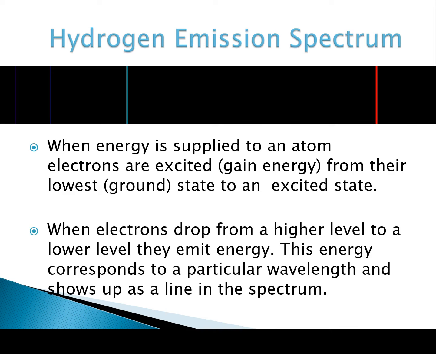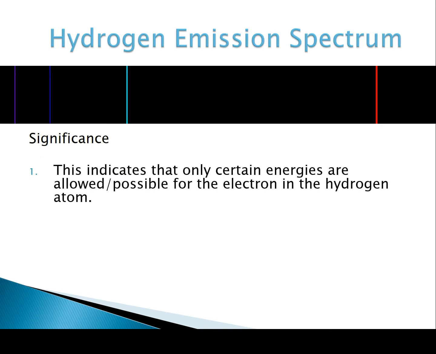Now, when those electrons drop back down from the higher energy level to the lower energy level, they will emit the energy that they had absorbed in the form of electromagnetic radiation. That specific wavelength of radiation will show up as a line in the spectrum. Now, the significance of this: this tells us that only certain energies are allowed or possible for the electron in a hydrogen atom. In other words, the electron can only move to a specific point or a specific energy level in the atom.